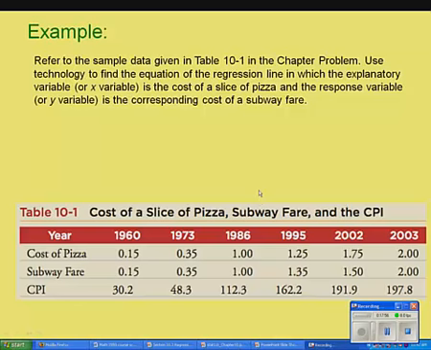Okay, so it says, let's look at the Chapter 10 problem. And you guys looked at this already, right? We looked at the pizza versus what? Subway fare, right? Look at that. Cost of pizza, cost of Subway fare. Is it the same? Well, almost every time. Not quite, right? In 95, it was different. 2002, it was different. But other than that, there we are. CPI, what is that?